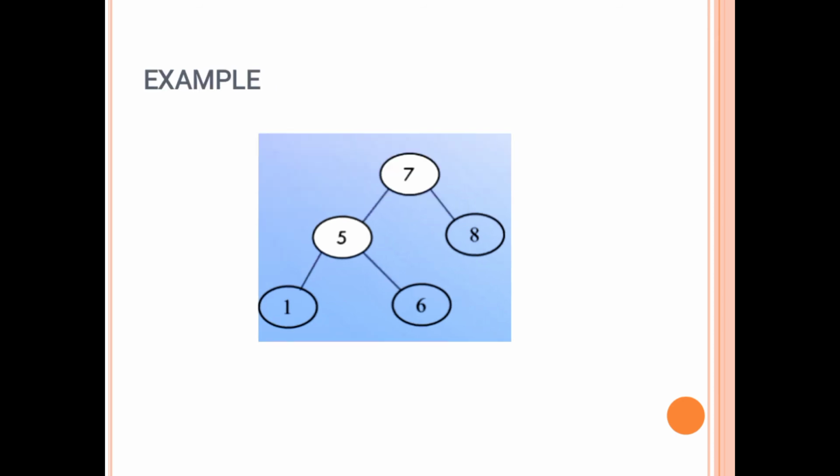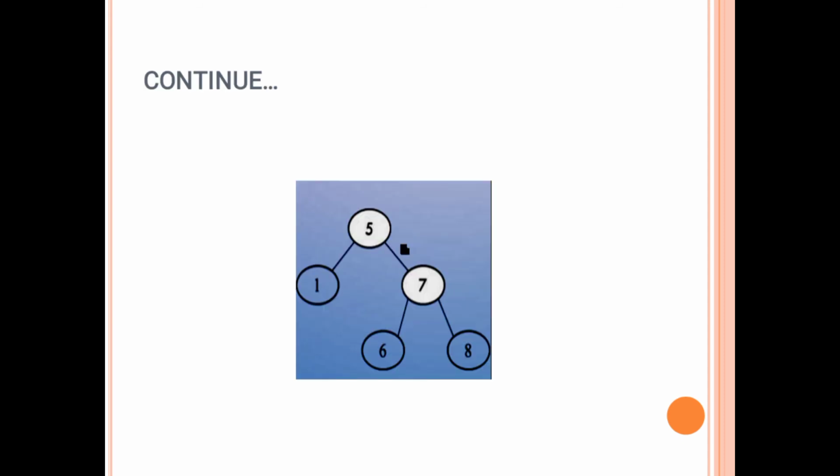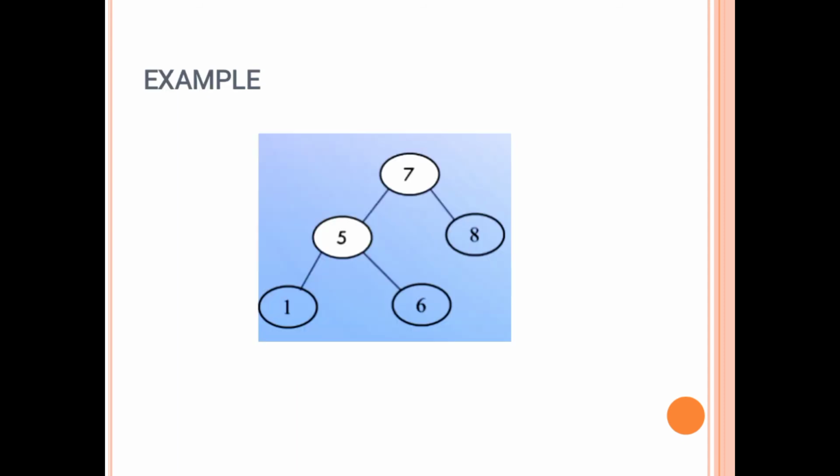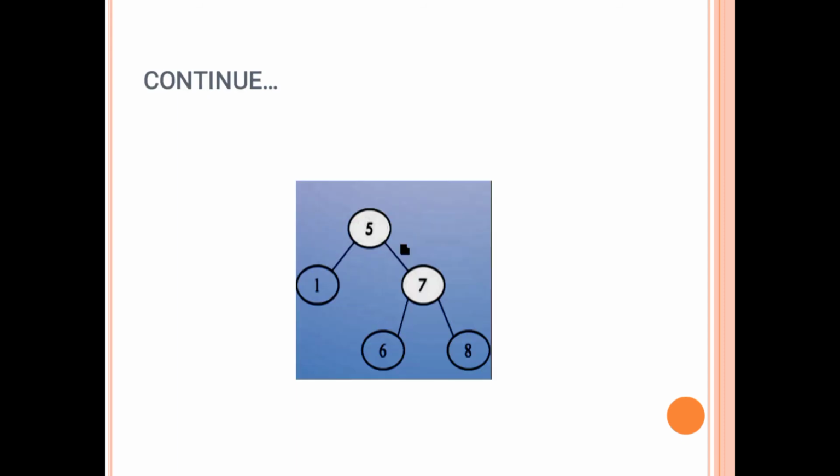In this tree we have to do the right rotation. It comes to the right rotation of the 5. It means 5 comes to the parent, and on the right side of 5 we have to connect the 7. This is the right rotation of the 7.